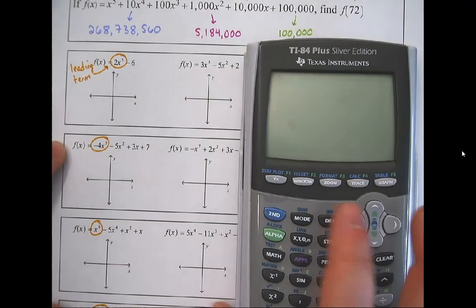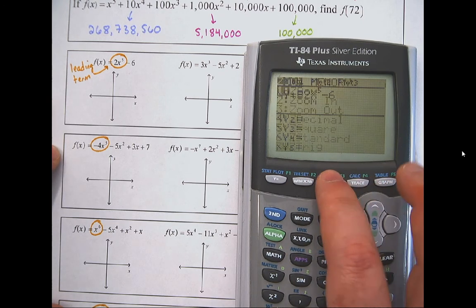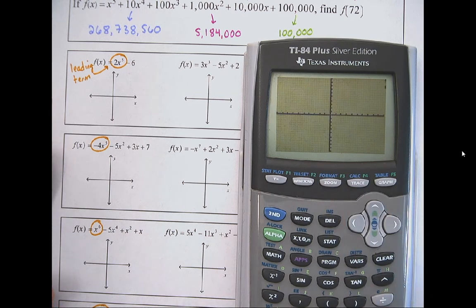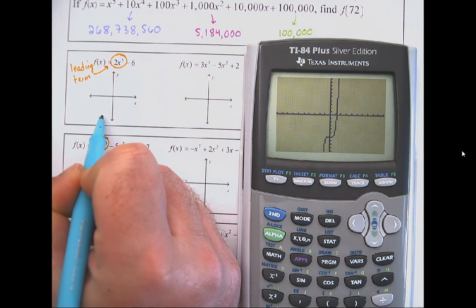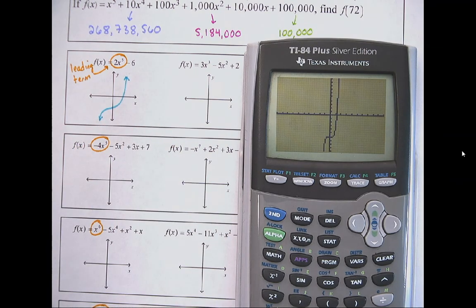I'll do the first one with you. I'm just going to zoom 6, give me a standard window. I don't really care about the details on this. I just need this thing to look close. Okay, close enough. My graph looks something like that. Good enough. That's all I need you to do.